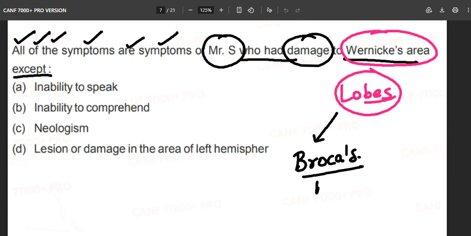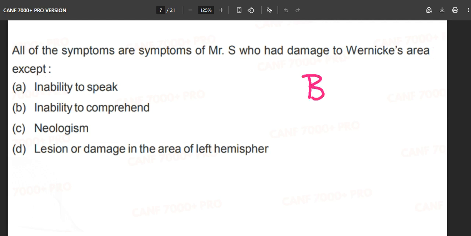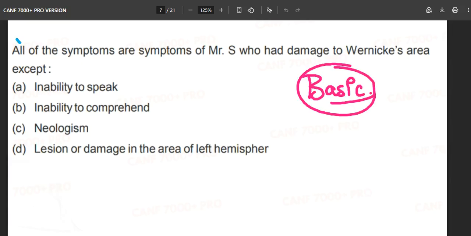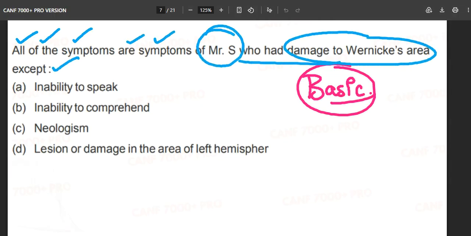Broca's area and Wernicke's area are the two favorite topics of your M.Phil, MA Clinical Psychology entrances, and they will ask you not randomly, but every time you sit for the examination. Okay, now we will cover it from the very basics. Let us assume we have no idea, and we will try to figure out whether the answer for this question is correct or not. The question says that all of the symptoms are symptoms of Mr. S who had damage to Wernicke's area except inability to speak, inability to comprehend, neologism, and lesion or damage in the area of the left hemisphere.